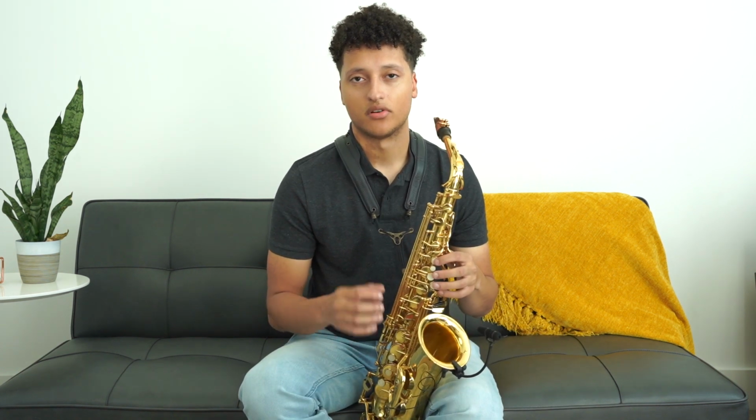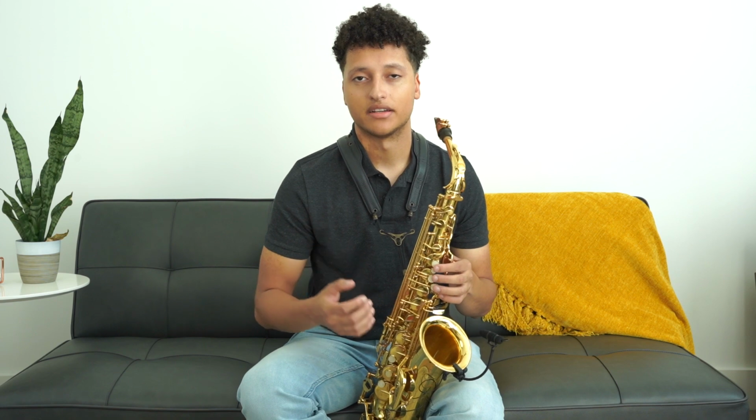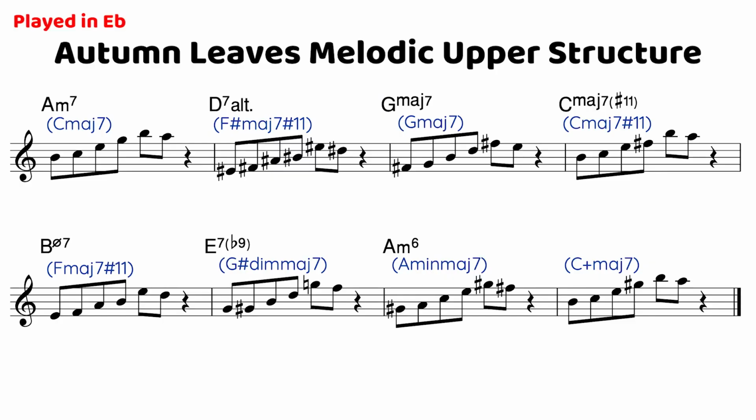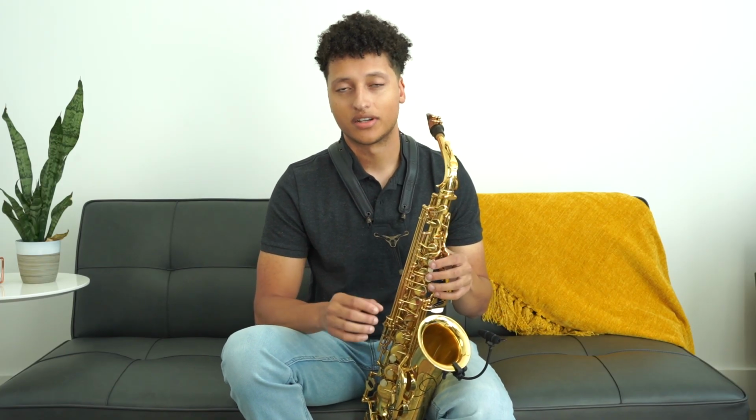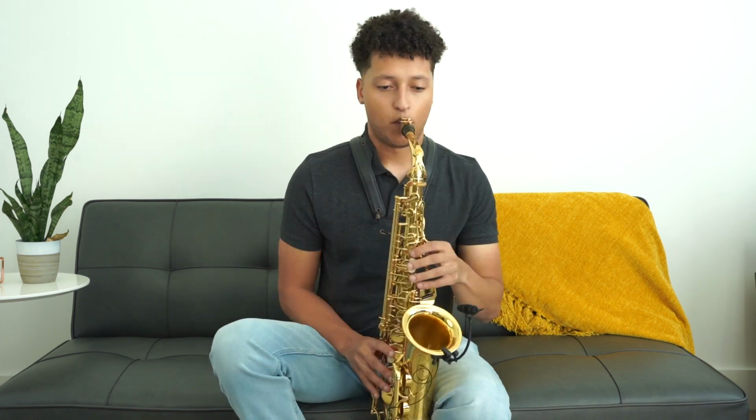Let me show you an example. This is the first 8 bars of Autumn Leaves. First I'll show you the shape over every single chord just to get an idea of the potential of this. As this gets more familiar, you can start constructing lines with this in mind.